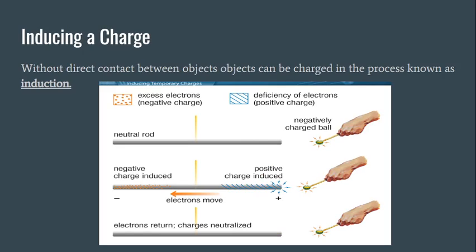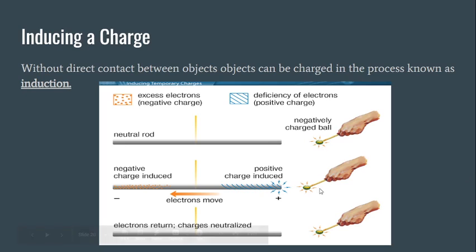Now from here, we are going to talk about this idea of inducing a charge. Without direct contact between objects, objects can be charged in the process known as induction. So induction is without direct contact. That is in stark contrast to conduction, which needs direct contact. So let's look at this diagram and try to figure out what's going on here. We see a negatively charged ball on your right. This guy right here is holding it, and it's got a lot of negative charge.